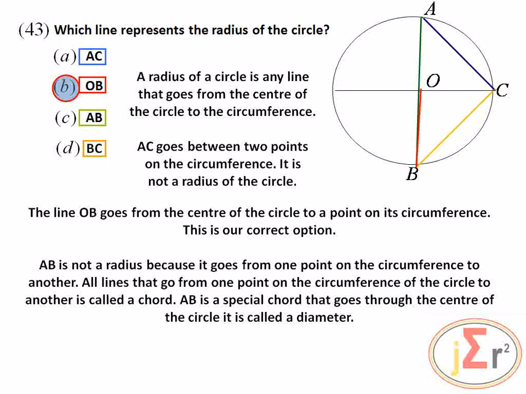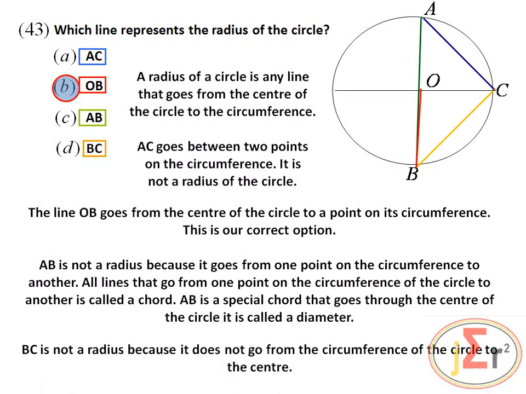BC, which is the one that we have in option D, is not a radius because it does not go from the circumference of the circle to the center. Where does it go? From a point on the circumference to another point on the circumference. It is also a chord, not a radius.